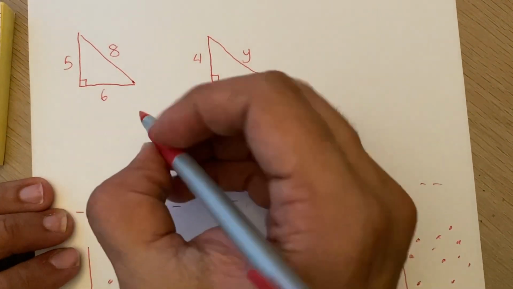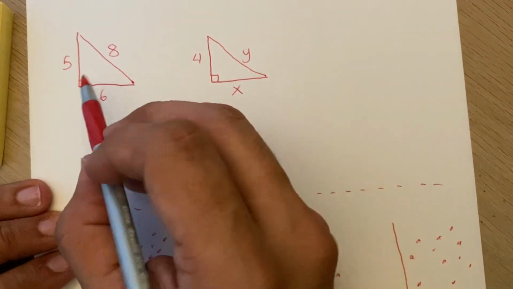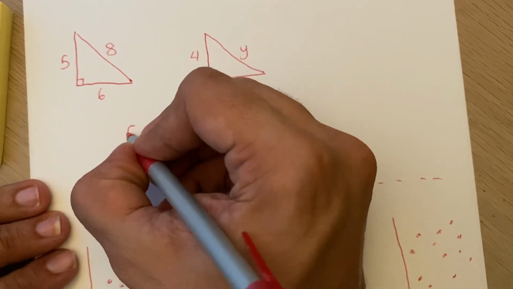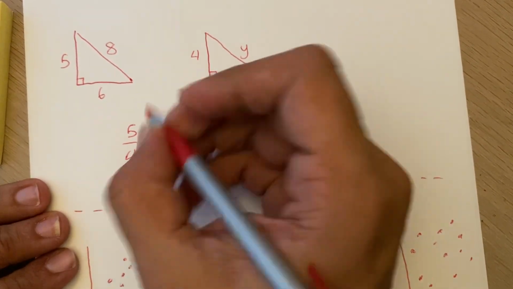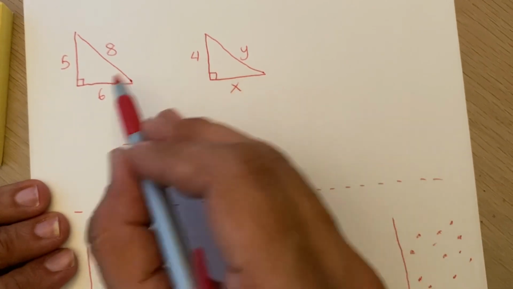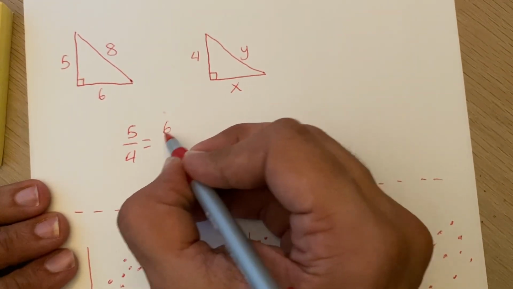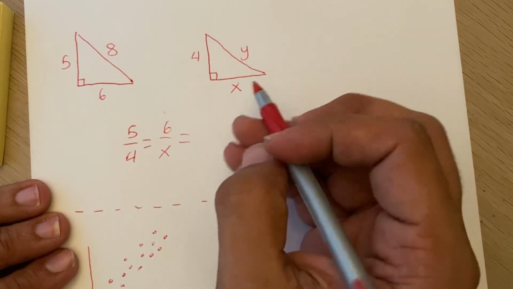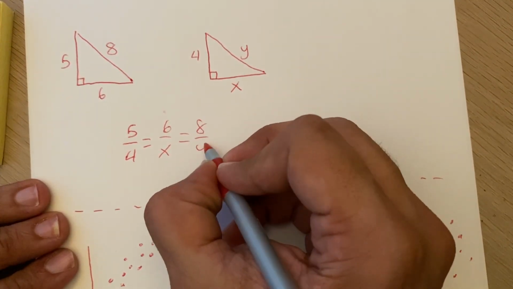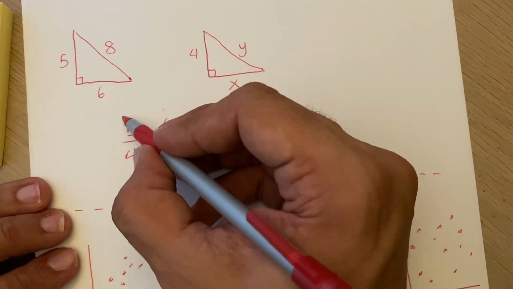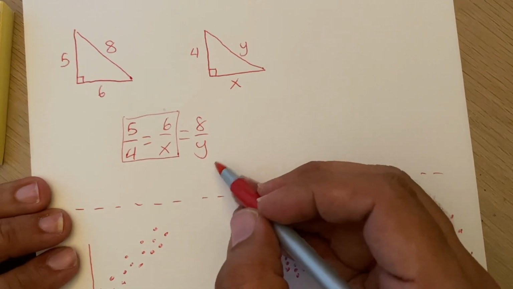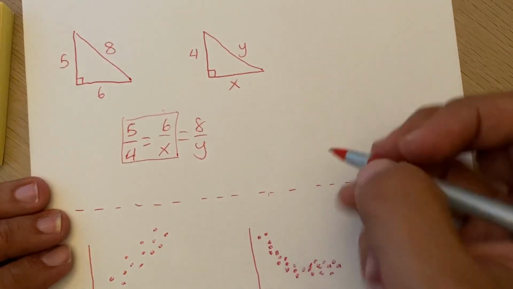So I'm going to write a fraction that goes from left to right using the corresponding sides. So that's 5/4. So I went left, right. So I have to do it again. So now I'm going to use 6/x, and then 8/y. So first I'm going to do this one here. That's going to be very regular. Having the third side is just me being extra.